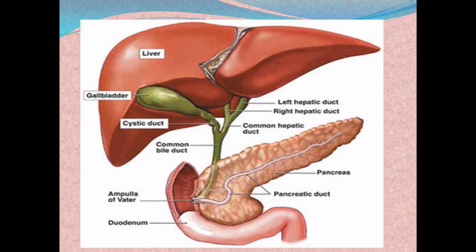Here is the liver and here is the gallbladder. Bile is secreted from the liver, stored and become concentrated in gallbladder. Right and left hepatic duct together constitute common hepatic duct. Common hepatic duct with cystic duct constitute common bile duct. Common bile duct united with pancreatic duct to form hepatopancreatic duct, and bile is secreted through this hepatopancreatic duct into the second part of duodenum.